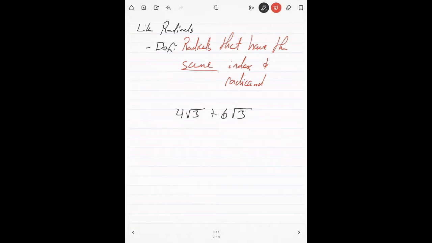So let's take a look at this example right here. We have 4 times the square root of 3 plus 6 times the square root of 3. Are these like radicals? Well, some things that we have to check are, we need to check the index. What is the index here? Now, these are both square roots, so the index, it's not written, but there's an imaginary 2 there. So yes, these are both of the same index. And then the radicand needs to be the same. That's the value underneath the radical. And here, both of them are 3, so yes, the radicand is satisfied. So these are like radicals. That means we can go and combine them together. We can add these together.